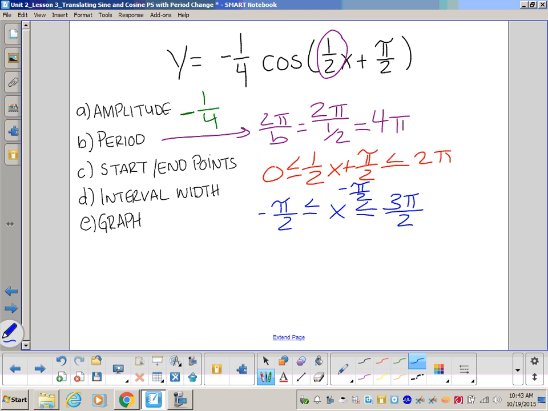Oh, sorry. Little mistake. 2 pi is the same as 4 pi over 2. And then I subtract 1 pi over 2 from 4 pi over 2 and get 3 pi over 2. To handle the 1/2, I multiply everything by 2.